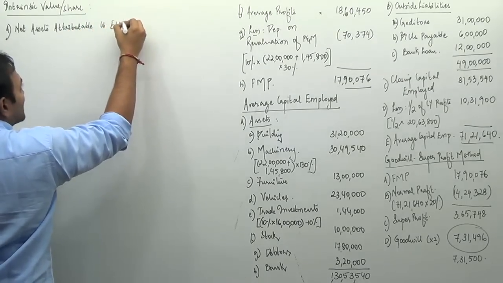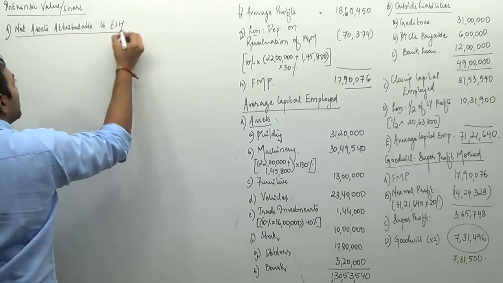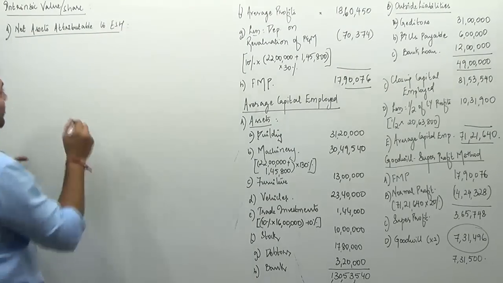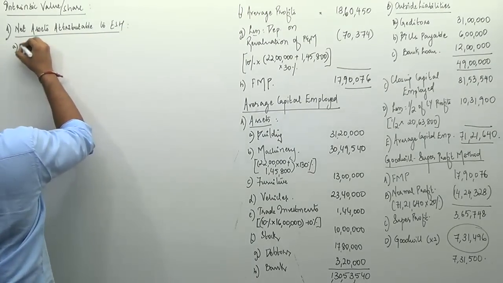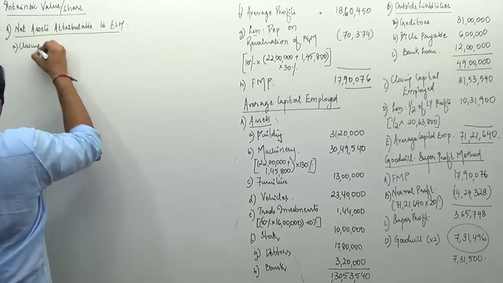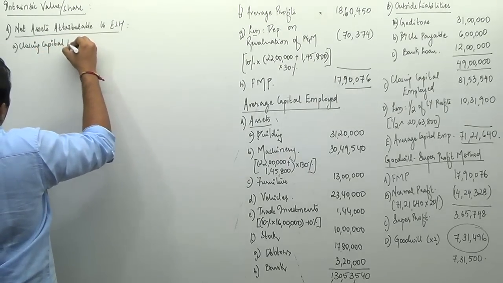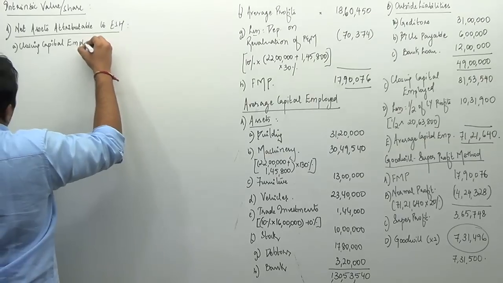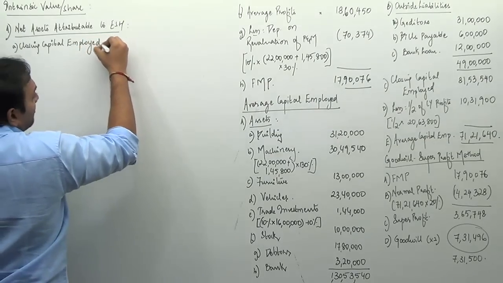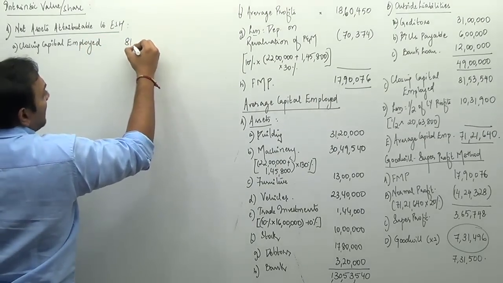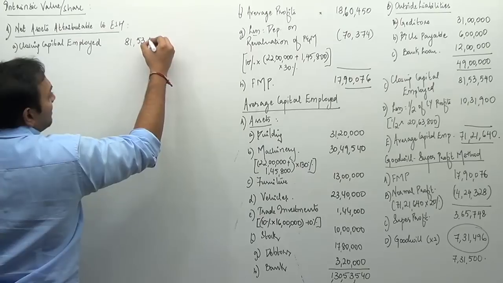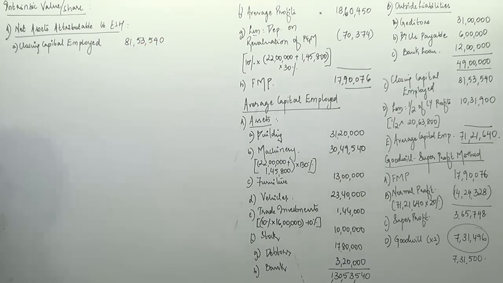Why again start with assets? Why again deduct with liabilities? We already have closing capital employed. Start with that. Closing or terminal capital employed, whatever may mean, it is the same. My closing capital employed is 81,53,540.